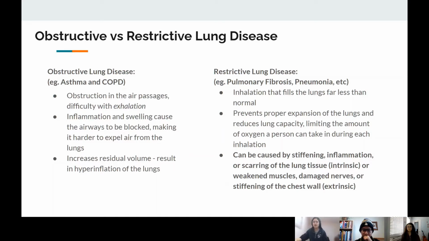And this can be caused by two different categories. So this can be caused by intrinsic or extrinsic factors. And so some intrinsic factors would be stiffening, inflammation, or scarring of the actual lung tissue itself, which prevents lung expansion. And some extrinsic factors would be weakened muscles, damaged nerves, or stiffening of the chest wall, because your muscles need to expand your ribcage to breathe in, and so if those are damaged, that would lead to improper expansion.